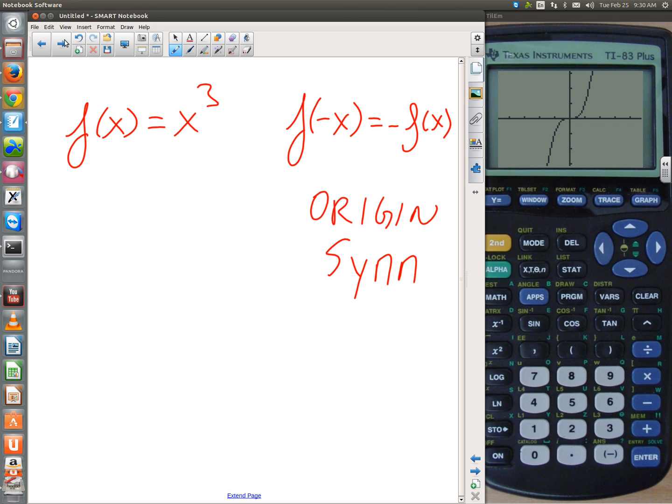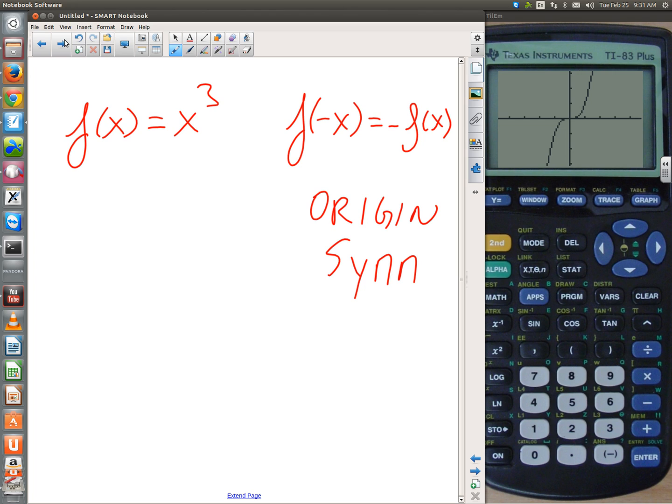Let's try it again. So what if I plug in 2 and negative 2? What's negative 2 cubed? Negative 8. What's positive 2 cubed? 8. Is it true that negative 8 is the opposite of positive 8? Yes. So if I plug in 2, I get 8. Reflected through the origin, I end up at the point negative 2, negative 8. That's origin symmetry.